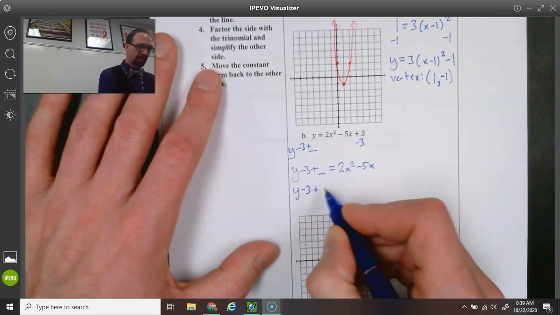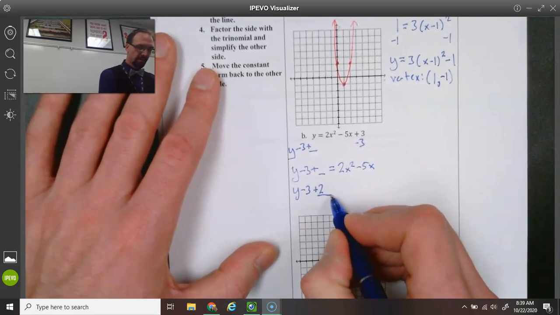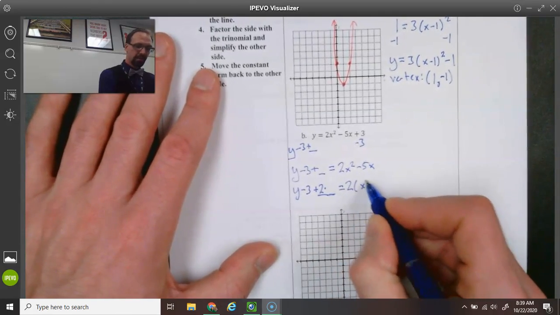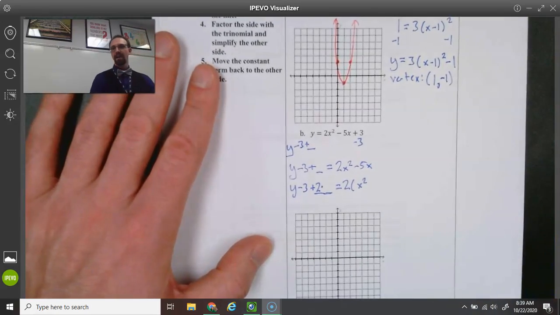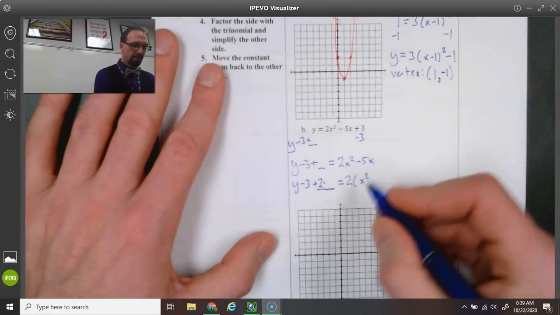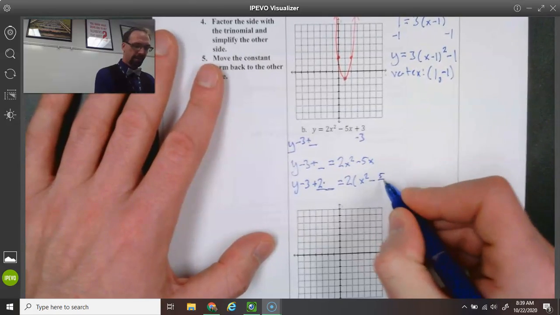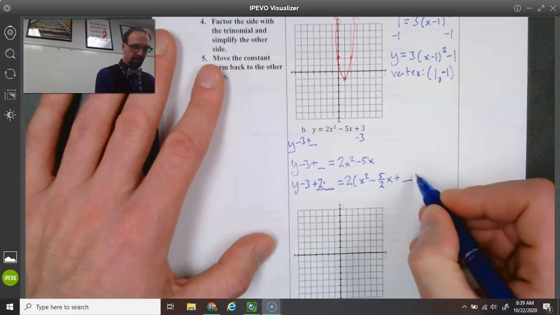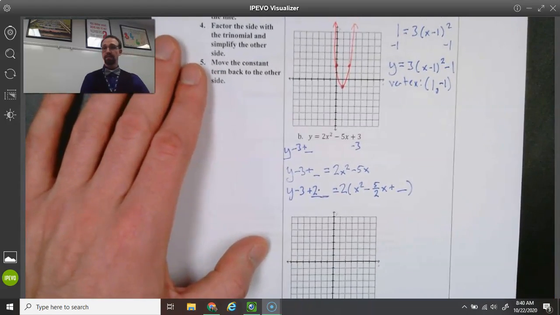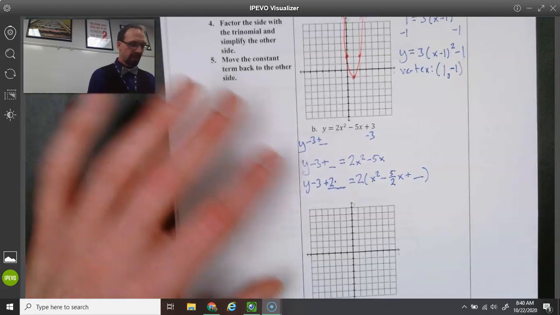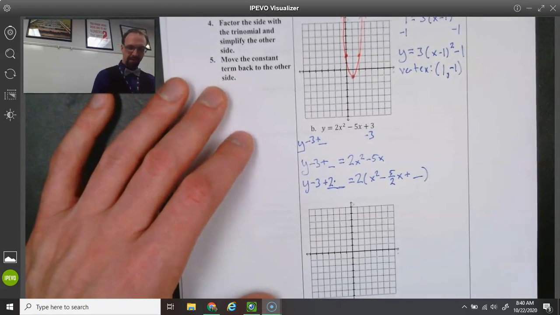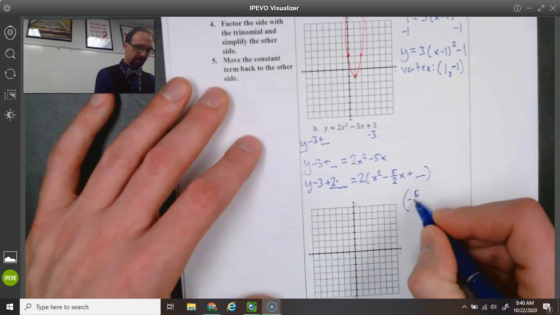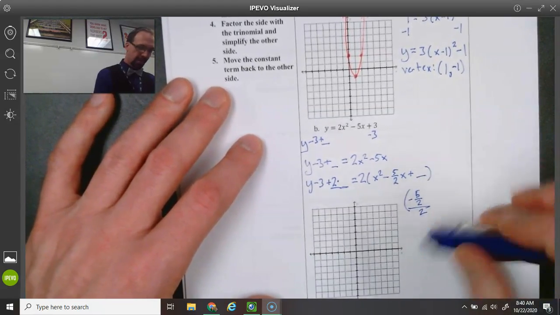So we have y minus 3 plus, and it's going to be 2 times whatever we put in this blank, equals 2 times parentheses x squared. In this case, this 5 is not an even number. So when we factor it out, we have 5 over 2 x plus blank. A lot of students get confused on what to do with that, but remember, we just go through and do the same thing. We're going to take half of 5 halves.